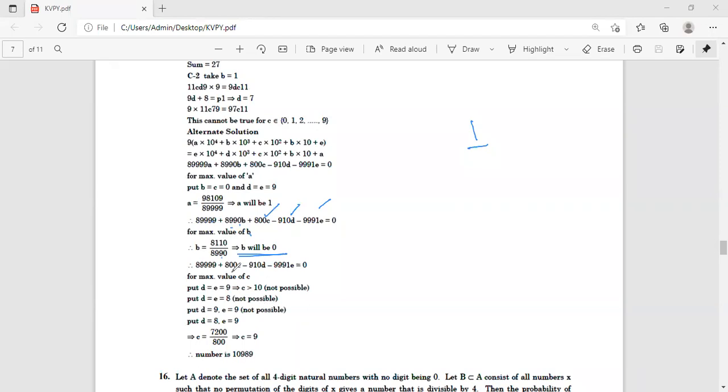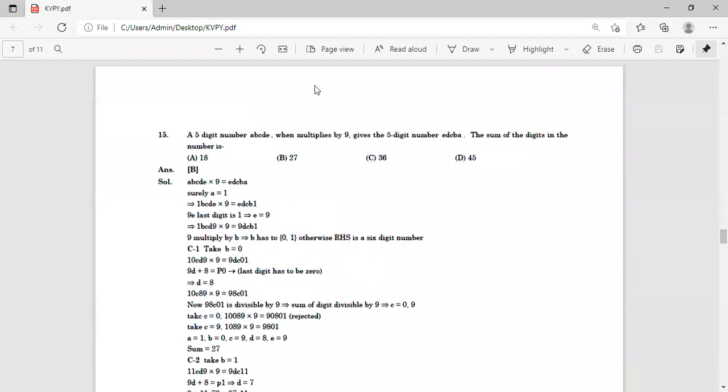So now for maximum C, if D and E are 9, you get C greater than 10, which is not possible because it is a digit. So you don't take D and E as 9. You take both 9, which will also not give you right value. So you take 1 as 8, D as 8, E as 9, you will get C as 9. So this is also a method to solve. We can follow the first method only, which is quite simple.